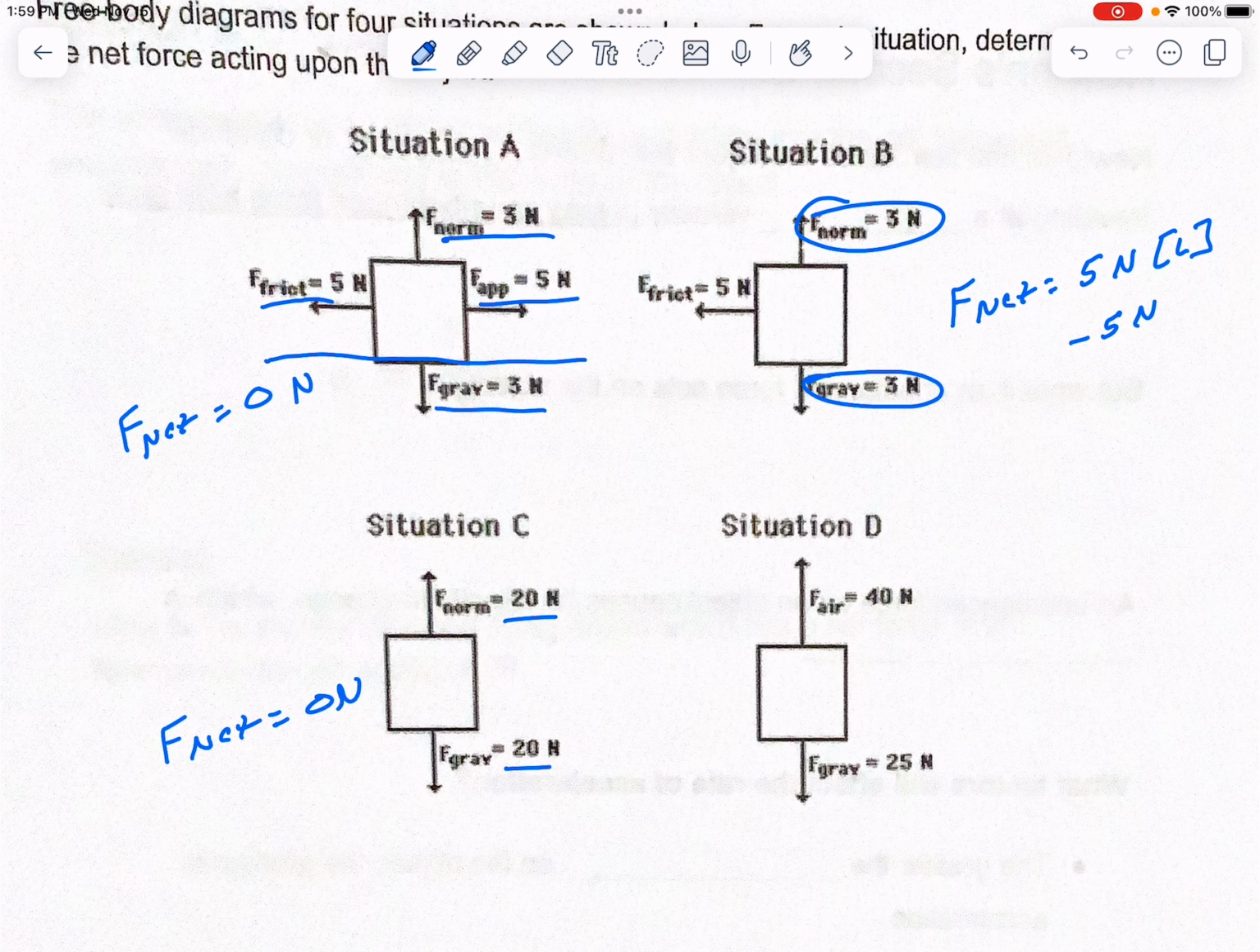Okay, situation D, I have a gravitational force of 25 newtons, and my air resistance, in this case, is going to be 40. So that means you've got this air resistance that's slowing you down. So it's overpowering the gravitational force. That's what's causing it to slow down. So we're going to find basically the difference. So 40 minus 25 is going to give me 15 newtons, and we're going to go ahead and say that's up. Okay, so that would be your answer there.